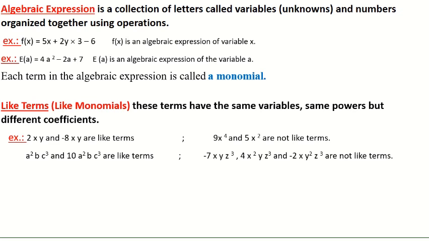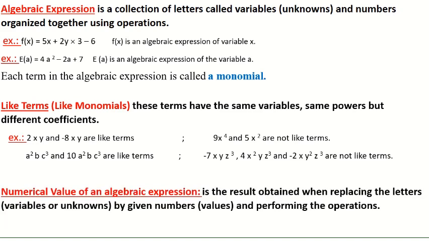Because if you look at the variable x in both, they have the same power. And the variable y is also found in both, and they have the same power or the same exponent. So in 2xy and minus 8xy, the variables are the same and of the same power. Also, a squared b c cubed and 10a squared b c cubed are like terms because the variables a, b, c in both have the same power. But if you look at 9x to the power 4 and 5x squared, they are not like terms because although I have the same variable, which is x, they don't have the same exponent or the same power.